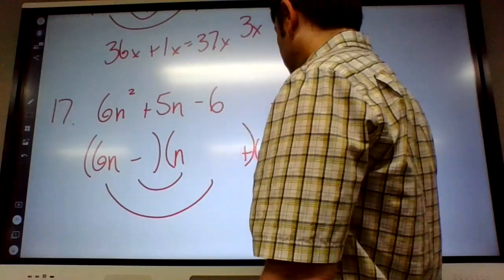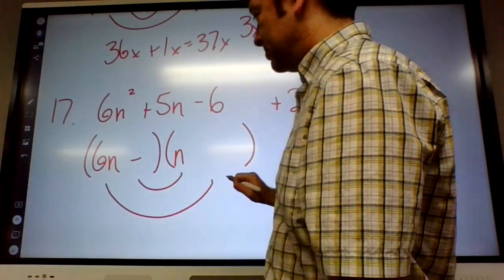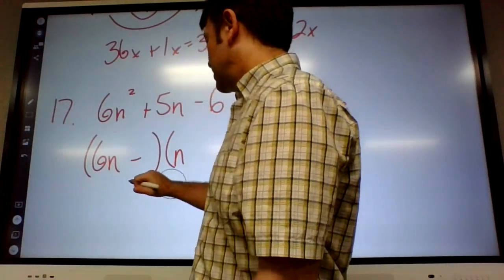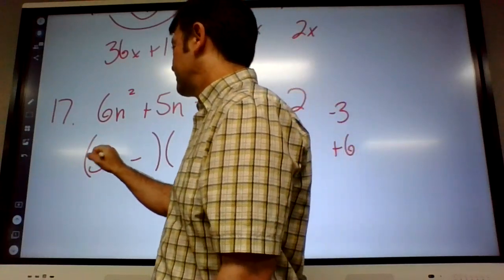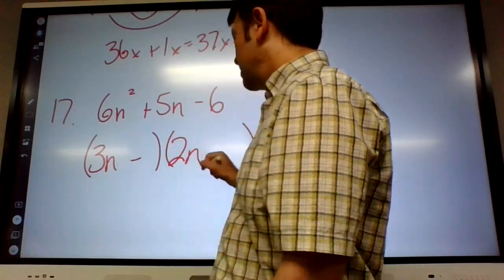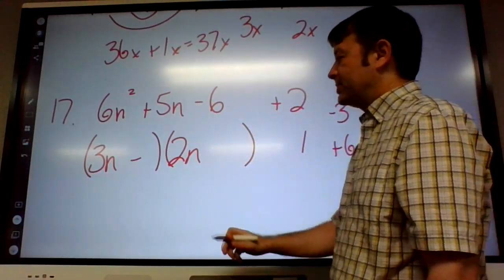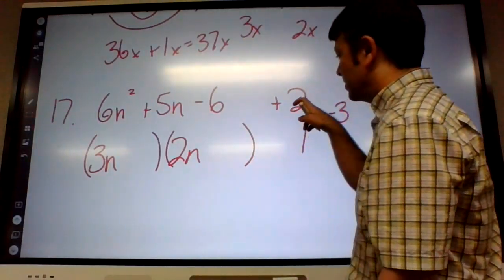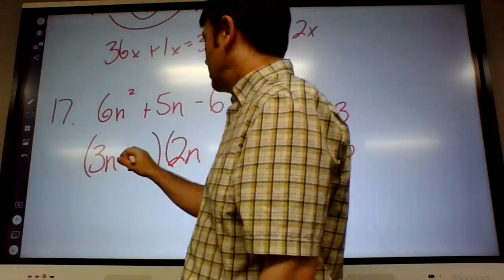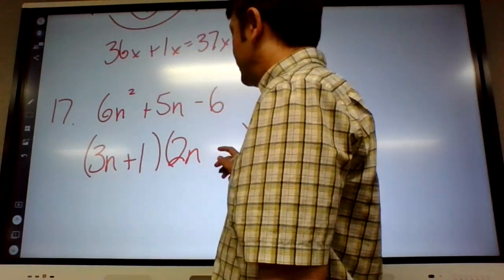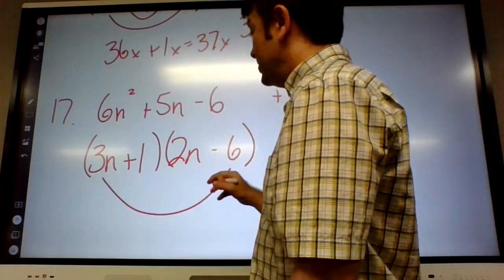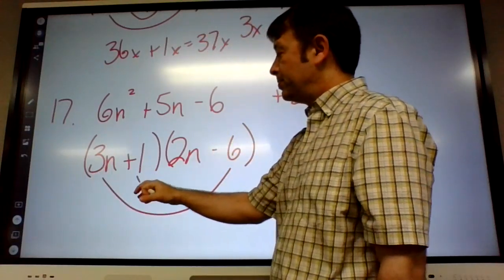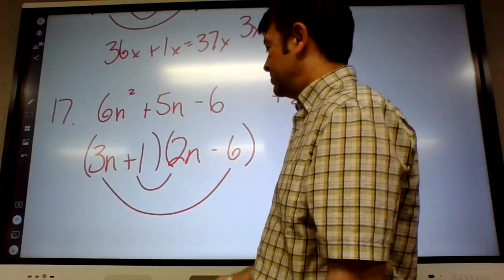So what do I need to do? Change it to 3 and 2. Right, the front part was not right. Okay, now what do you guys want to try? 1 and 6. One of them's got to be negative. Negative 6. Okay, the outside is negative 18 plus 2. Nope.